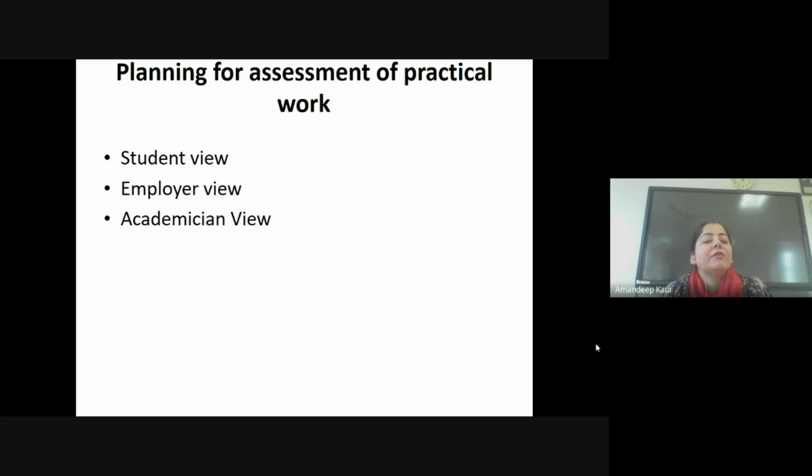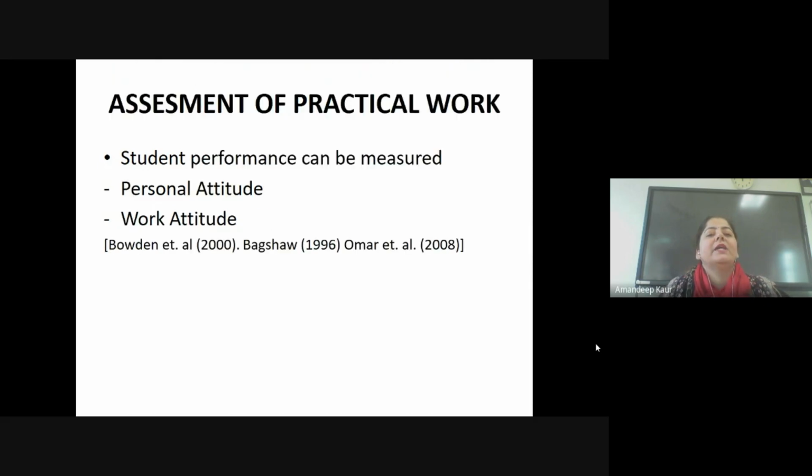That is the demand of the world of work, and what is the academic criteria and guidelines. As per those academic criteria and guidelines, the teacher needs to plan for the whole activity, starting from the planning, organizing, up to the evaluation and assessment part of that particular activity. So these are the three different stakeholders we need to consider as important when it comes to planning, organizing, and assessment of the different practical activities.